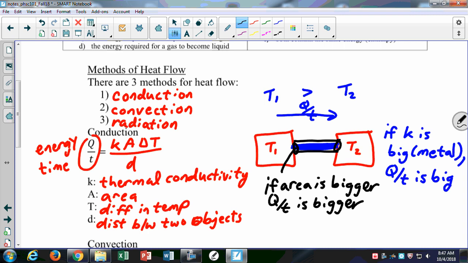And then similarly, if my temperature differences are bigger, and we said if there's no temperature difference, there's no transfer of energy. And if I just have a really tiny temperature difference, it's going to take a while to transfer that little bit of extra energy.